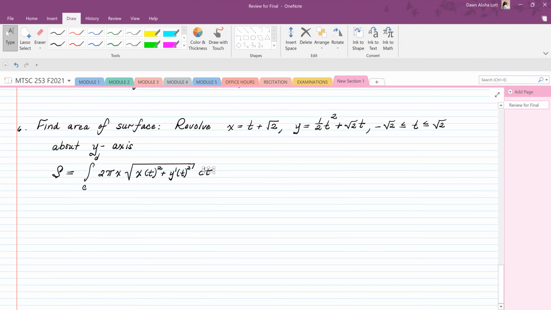Okay. So now you need to do x prime of t again and y prime of t. So what's x prime of t? 1. Good. X prime of t squared is 1. Y prime of t is t plus the square root of 2. And y prime of t squared. Let me write that.